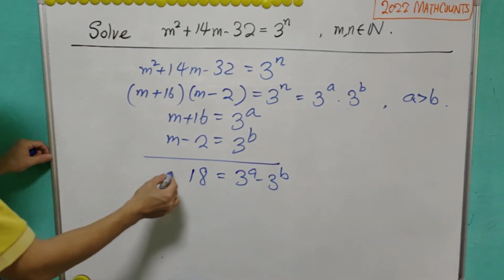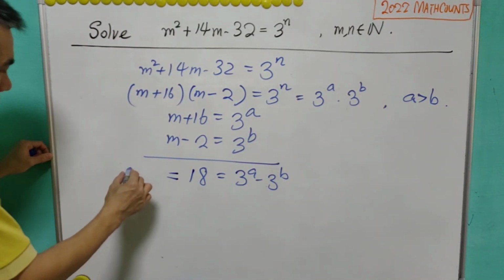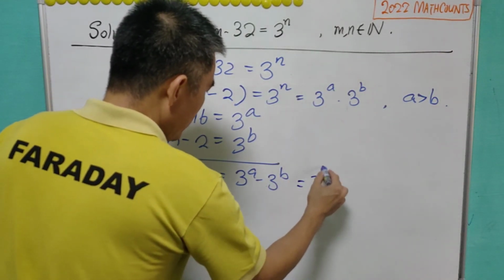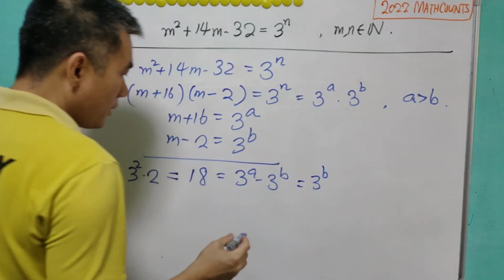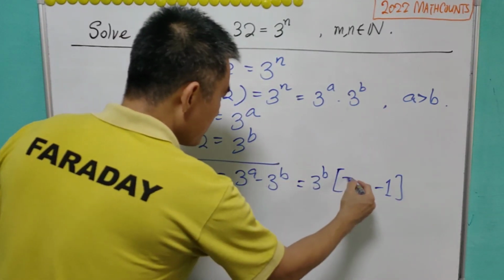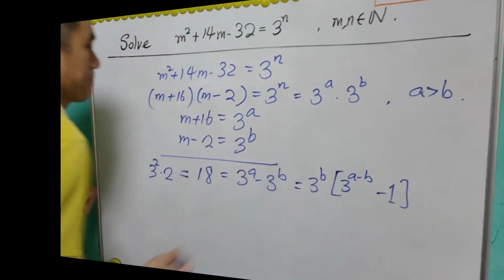And 18 itself is equal to 9 times 2. 9 is 3 squared. And this can be written as 3^b times, because b is smaller, 3 to the power a minus b, minus 1.